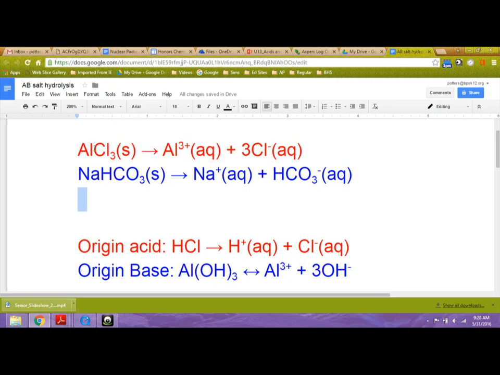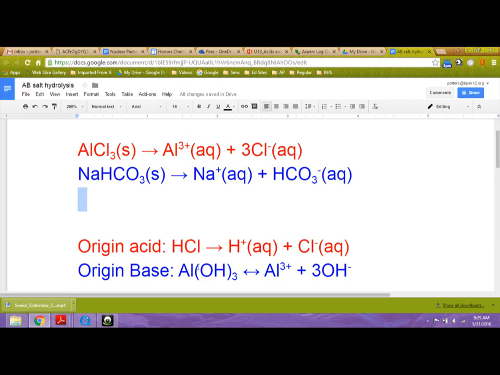And so again, if I think about the aluminum ion, what would be the origin base for that if I combined it with hydroxide? The origin base for aluminum would be aluminum hydroxide. So I have that written right down here. Notice I've got 3 hydroxides, since hydroxide's a -1 charge, aluminum's +3, so there you go. So the origin base aluminum hydroxide, well, this is not on the strong base list.